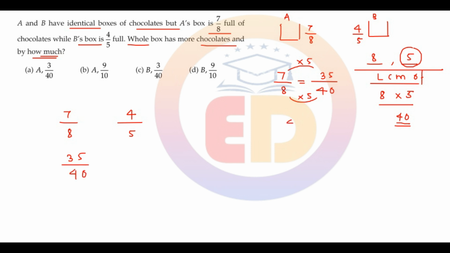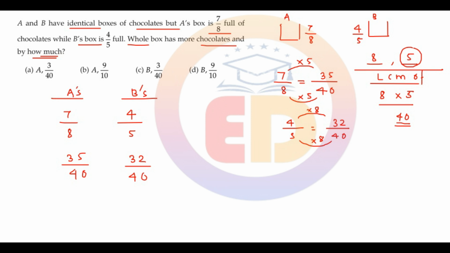Next is 4 upon 5. I have to convert denominator 5 to 40, and for that I multiply 5 by 8. If I am multiplying the denominator by 8, I have to multiply the numerator also by 8. 4 into 8 is 32. So 4 by 5 will become 32 upon 40. Now the comparison is easy. This is A's box, which is 7 by 8. This is B's box, which is 4 by 5.